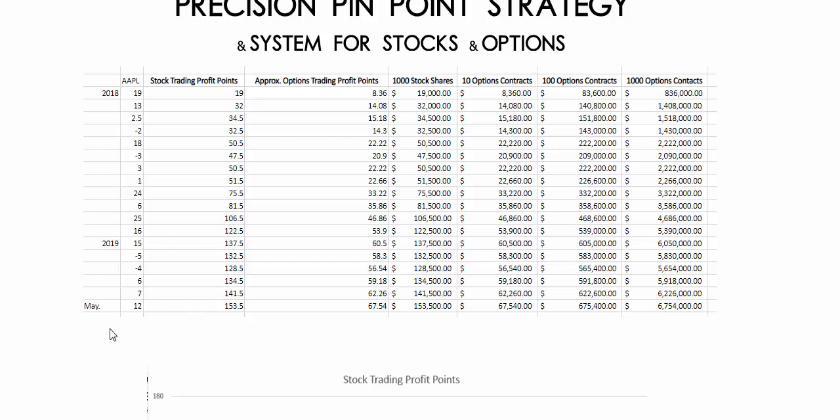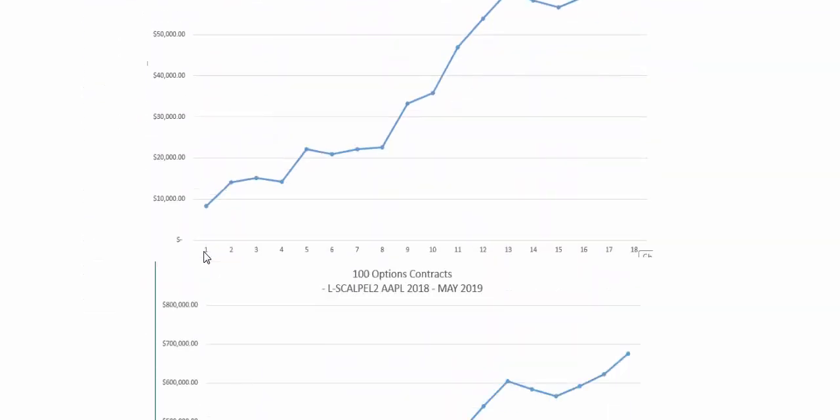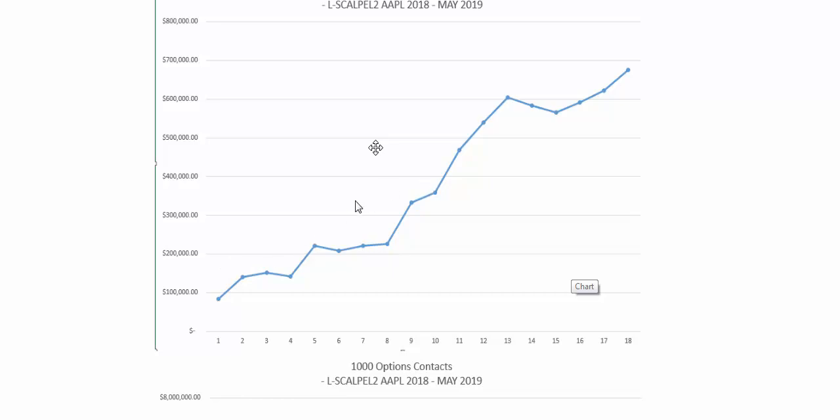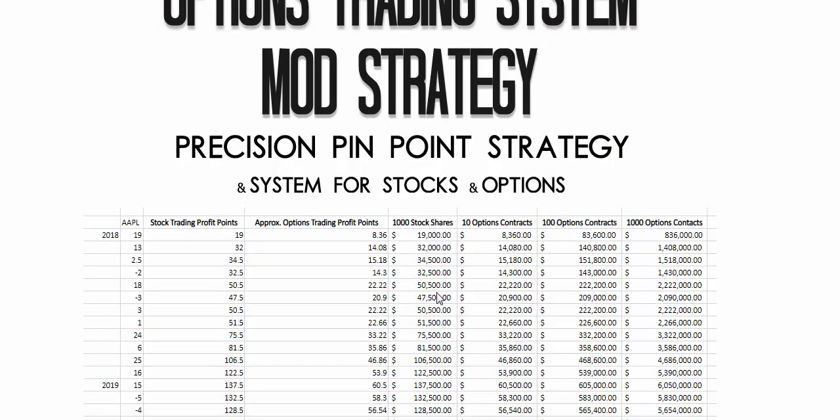So we have a year and 5 months as this performance sample on Apple computer. You can of course trade any stock you want. You can use this as a stock trading system or an options trading system. You can scroll around and take a look at some of these charts for a visual, although all the data is simply right here in this table. Hopefully this makes sense.